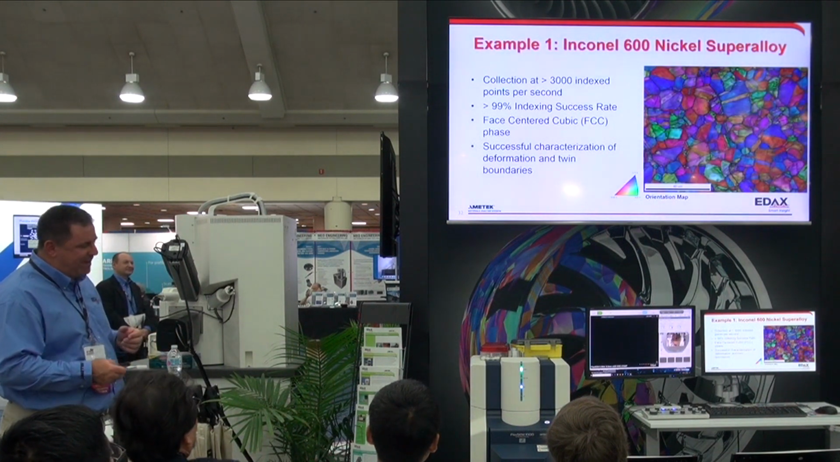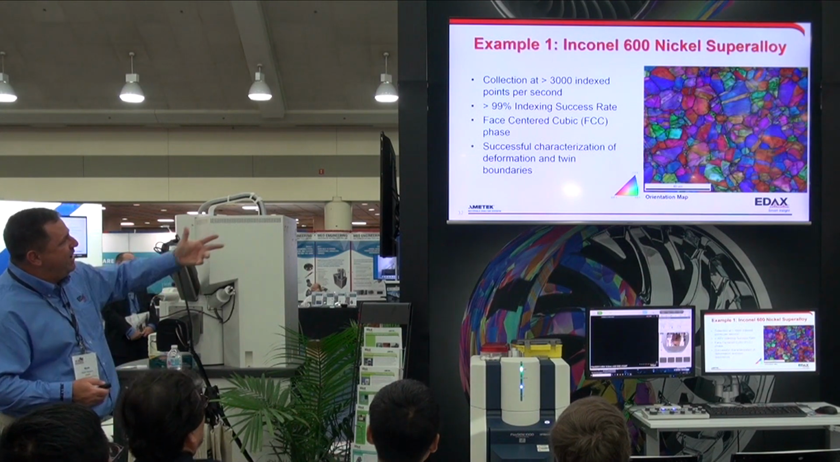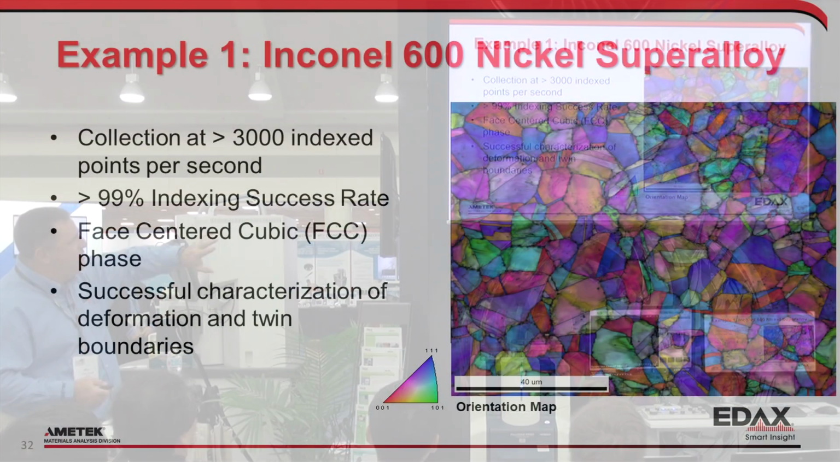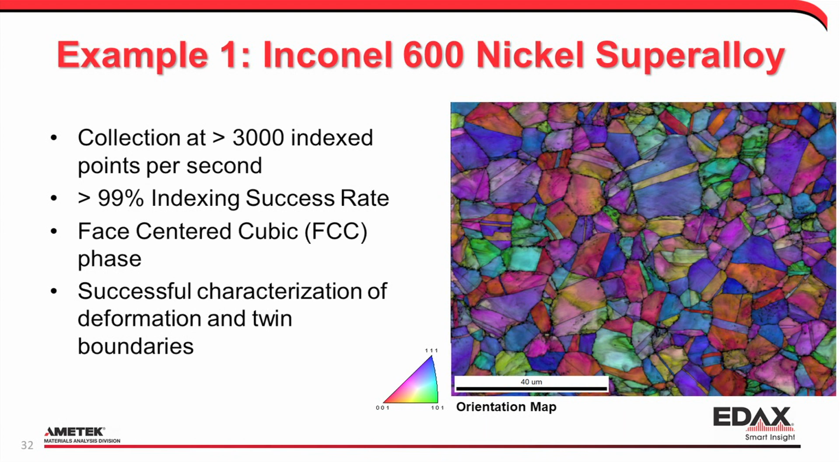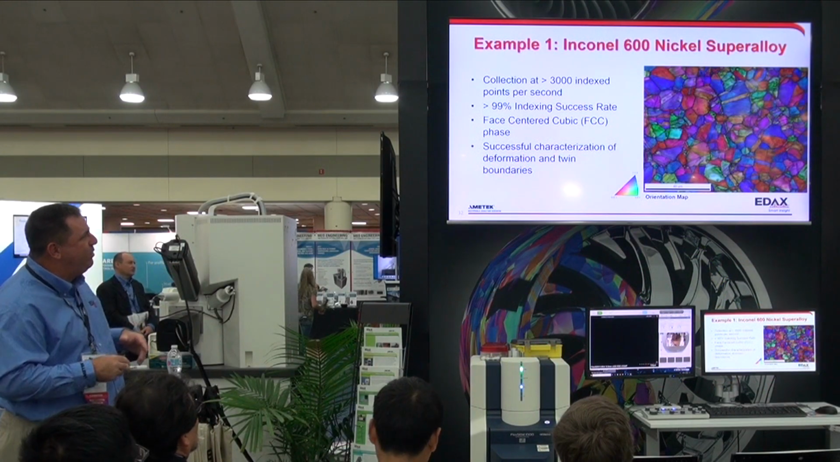So I wanted to show some examples. This is our traditional benchmark sample. It's a nickel superalloy, and you can see in this orientation map that the colors show the orientations of each point. Within the different grains, there's some variation in color. It's a deformed superalloy where we characterize the deformation and also the twin boundaries. You can see some of the twin boundaries in there. So it's a benchmark of deformation, but also of known misorientations.